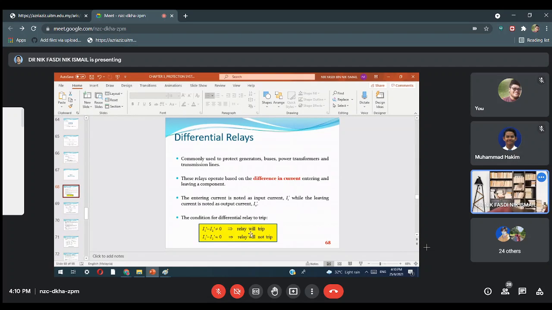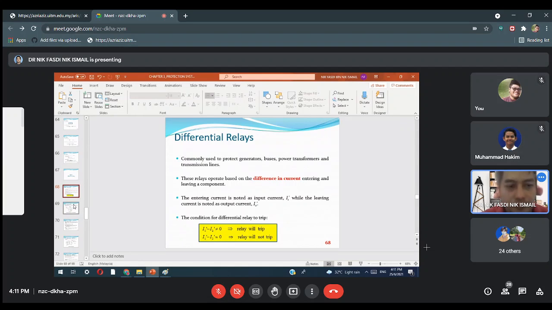So relay akan trip. However, when I1 prime and I2 prime, maksudnya current yang masuk dan current keluar tu lebih kurang sama, difference kosong. Tak ada difference. So relay will not trip. So these are the concept of differential relay. Faham? Maksudnya current yang masuk go in dan go out tu mesti ada beza barulah kita tahu oh ada fault. Ada fault current lah. Kalau tak ada, maksudnya in and out sama so relay will not trip.